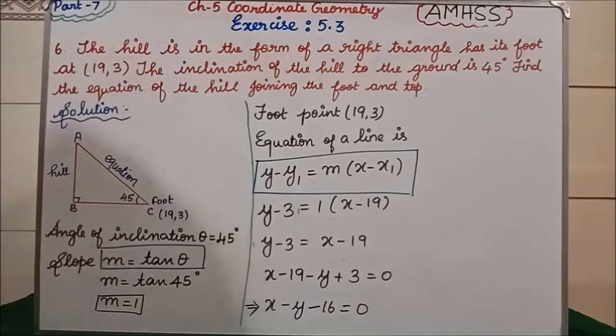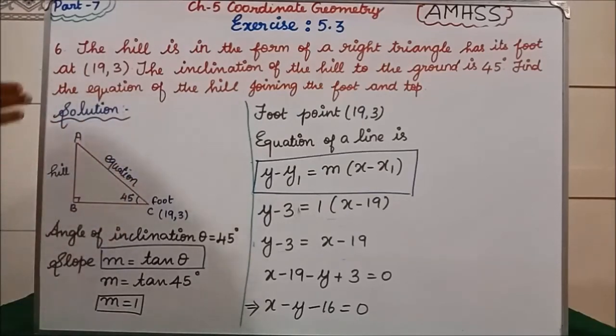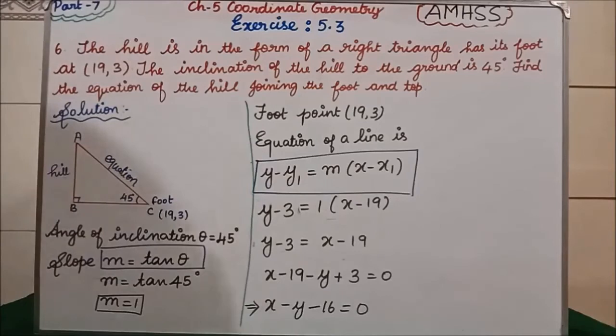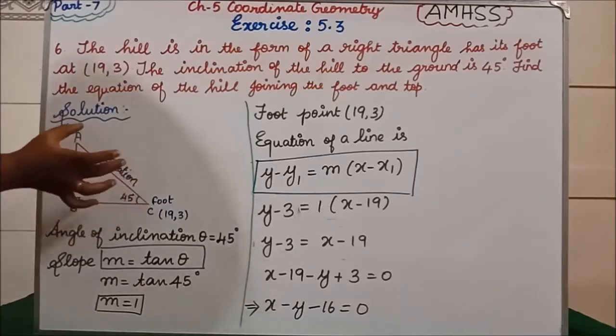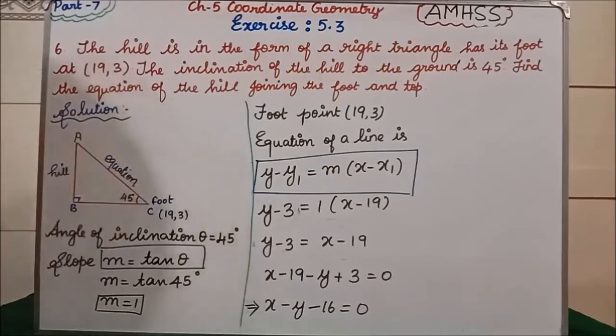The inclination of the hill to the ground, meaning the angle from the ground at the foot, is 45 degrees. So the angle is 45 degrees. Find the equation of the line joining the foot and the top. Here is the foot, here is the top. This straight line equation we have to find.